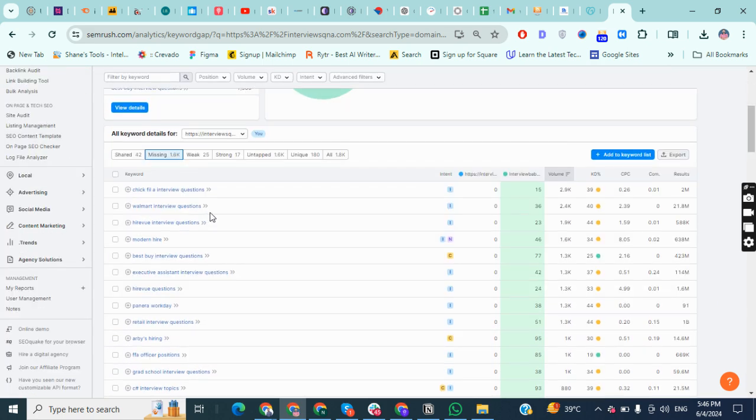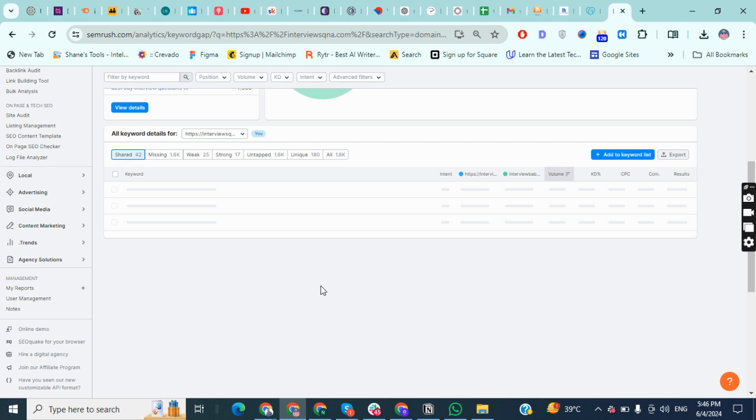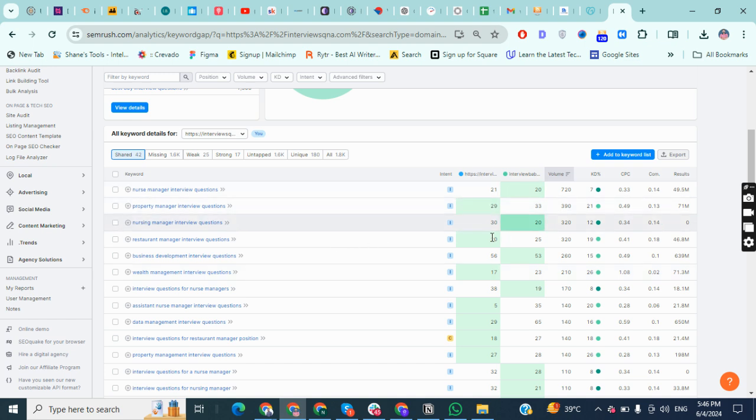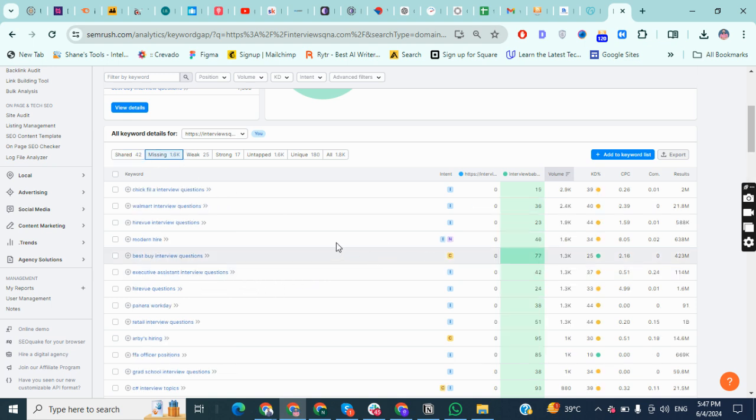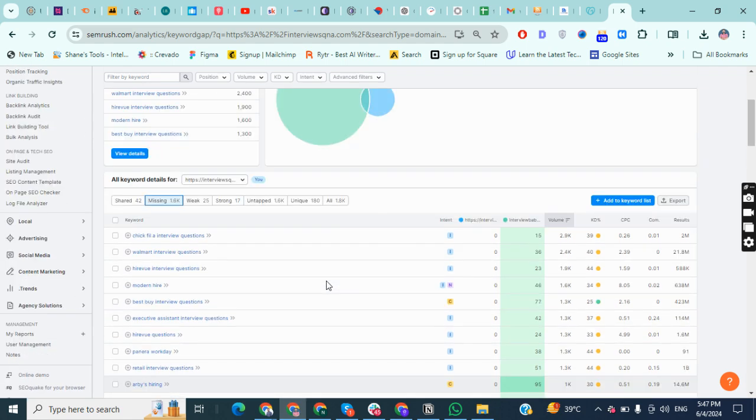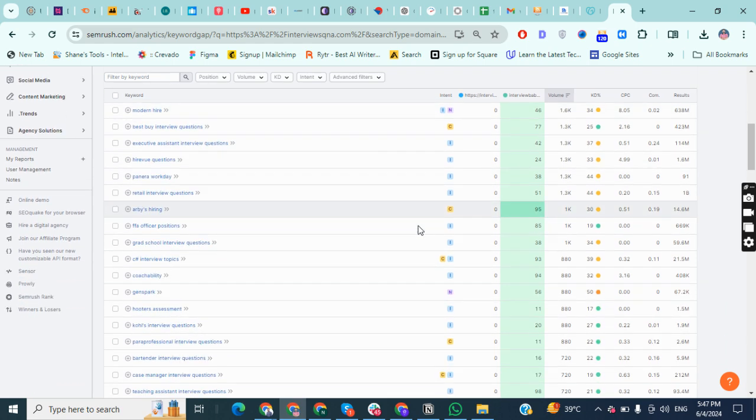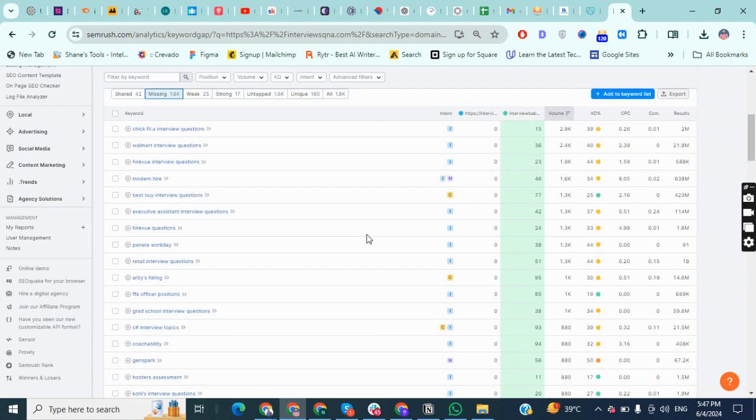So here we have 42 shared keywords, meaning we both have an organic position on Google search for these 42 keywords. There are 1,600 keywords that are missing from us. We are not working, or we haven't worked, on those keywords. So these are the suggestions that we should work on these keywords.